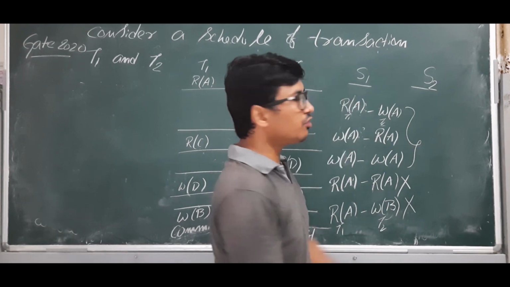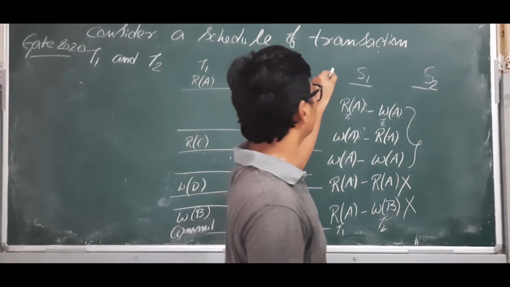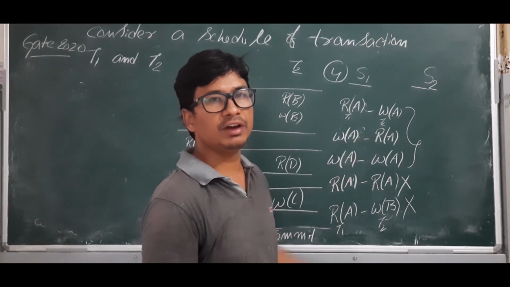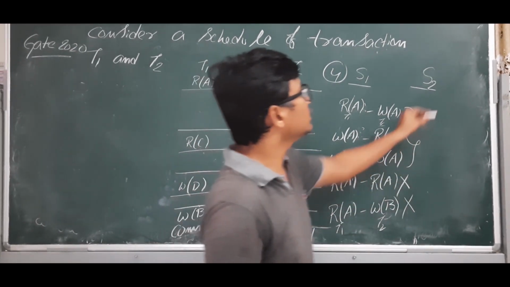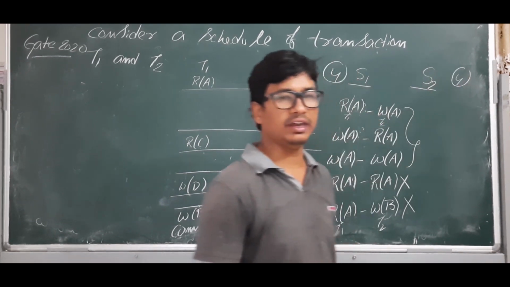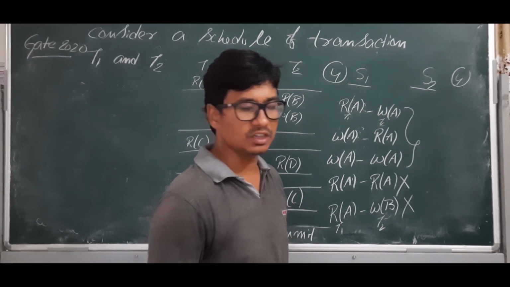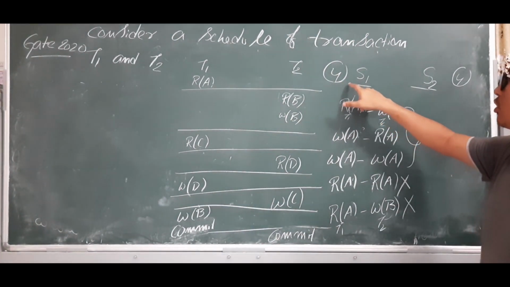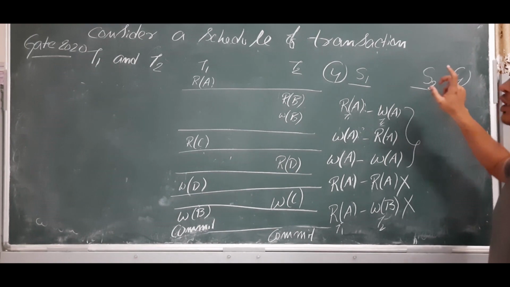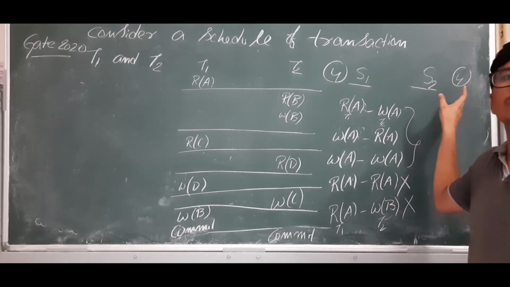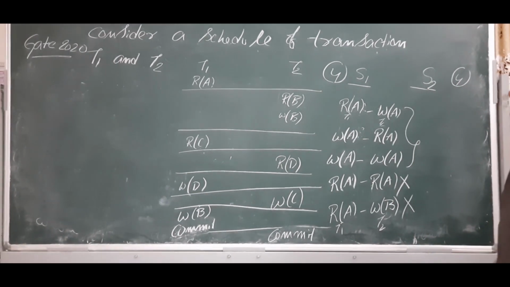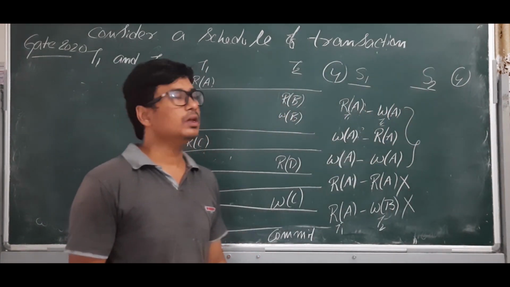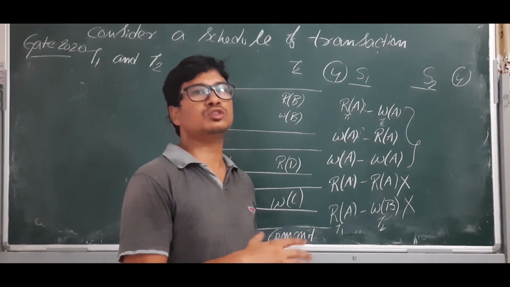Suppose after solving schedule S1 we find 4 conflict operations, then in schedule S2 also we should find an equal number of conflict operations. Condition 1 is that the number of conflict operations in schedule S1 should be equal to the number of conflict operations in schedule S2. That is the first condition. Then the second condition is that the order of the conflict operations should also be the same.